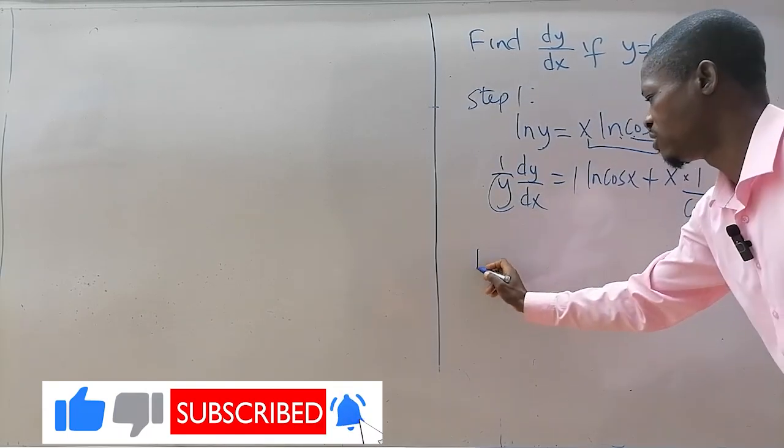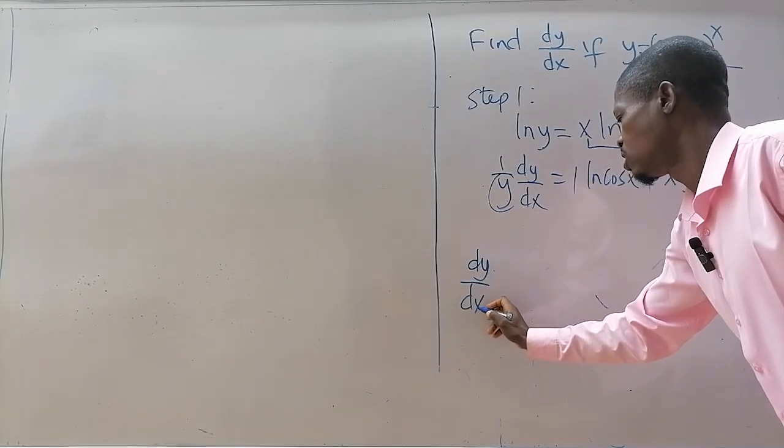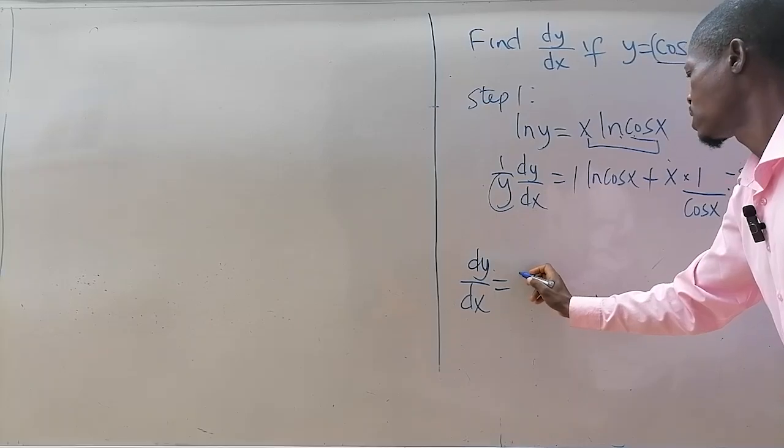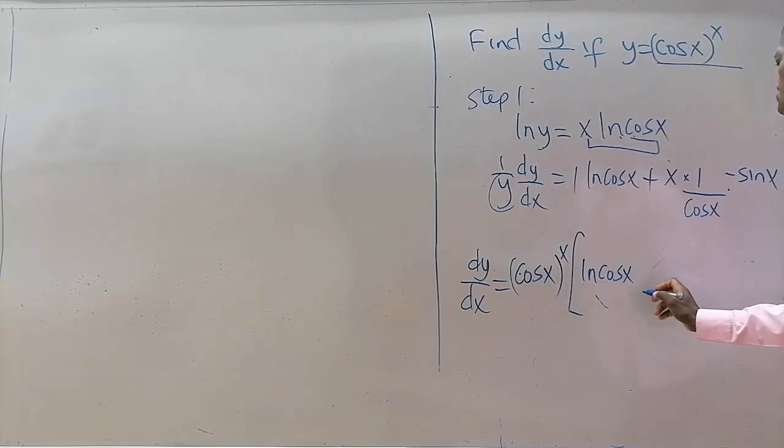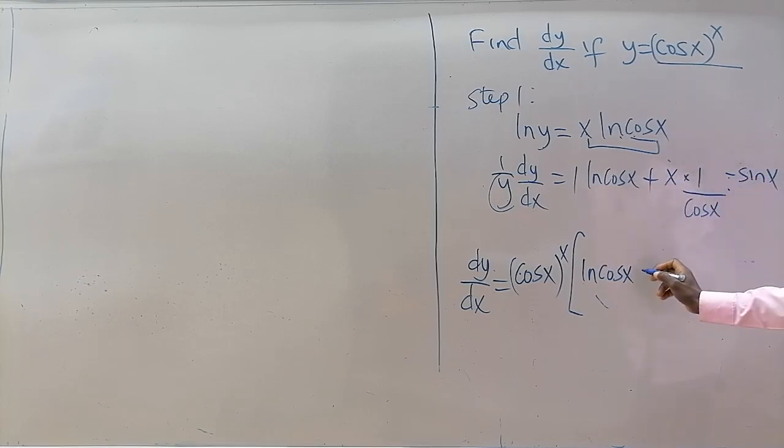by y. So my dy/dx is equal to y times, which is ln cos x plus minus, that's minus, and then this one, sine over cos, that's x tan x.